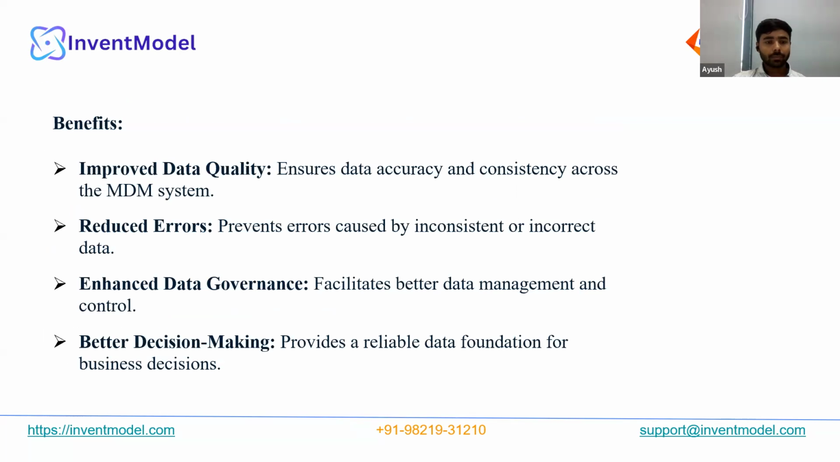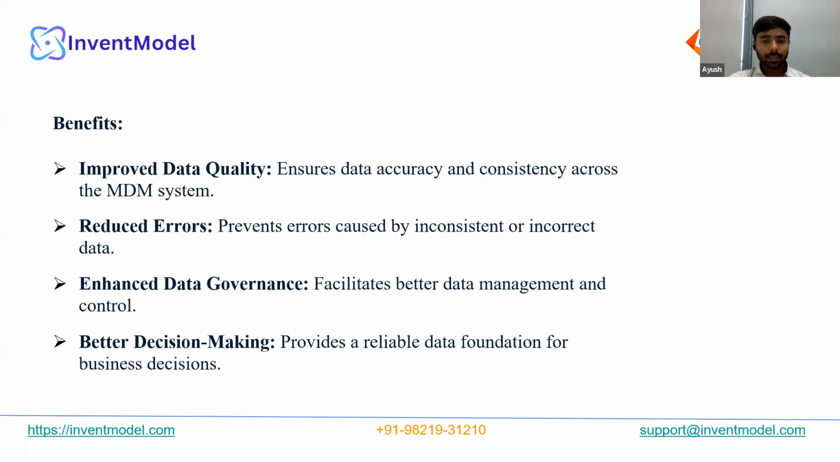So what are the benefits of cleanse function? The first one is improving data quality. It ensures that data is accurate and consistent across the MDM system. Because if we are getting multiple records for the same entity, then for making the golden data, we need to have consistent data. Through that, we can make better decisions on that golden record and use that record for better processing. The second is reduced errors, which prevents errors caused by inconsistent or incorrect data.